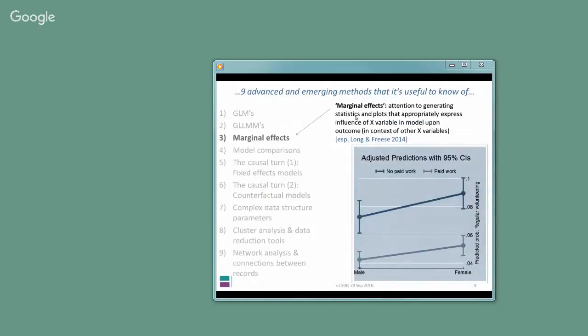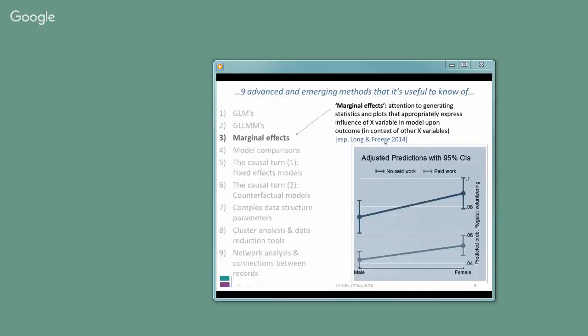A different advanced and emerging aspect of doing statistical analysis with lots of explanatory variables. Possibly you may have heard of people talking about marginal effects when summarizing the results of statistical models. In my opinion, this is something that's really taken off in the last decade or so in social statistics across social science disciplines. Essentially, thinking about marginal effects refers to paying more attention to giving appropriate summaries of the distinctive effect of one X variable upon an outcome in the context of other factors in the model.